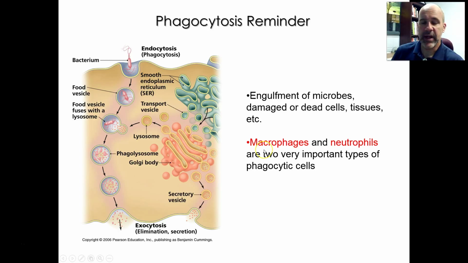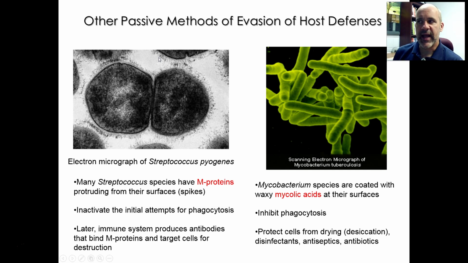All right, so when we get into chapter 12, we're going to talk more about your professional phagocytes, and macrophages and neutrophils are going to be two types of cells in the body that are known to be professionals at doing this. So bacteria that have capsules are good at avoiding this step right here. These macrophages and neutrophils can't latch on to encapsulated bacteria very easily.